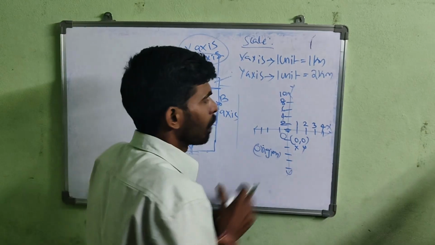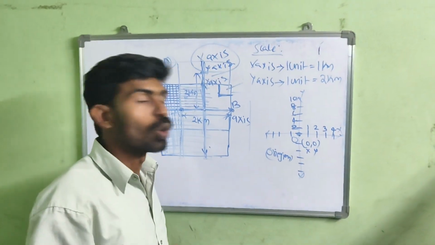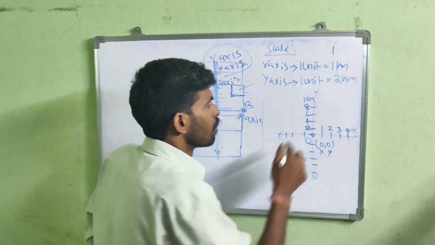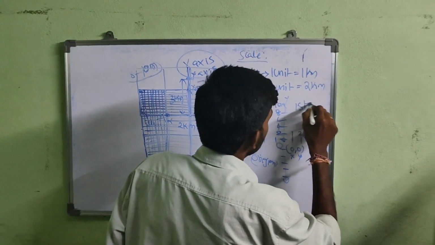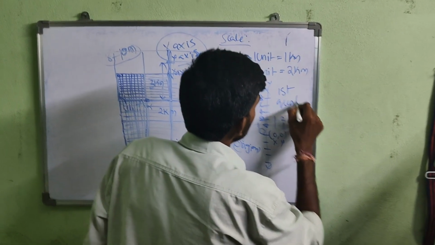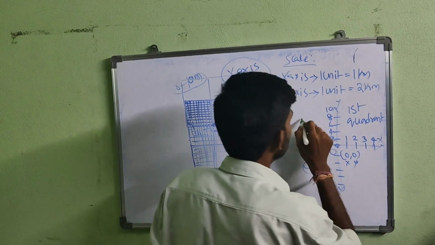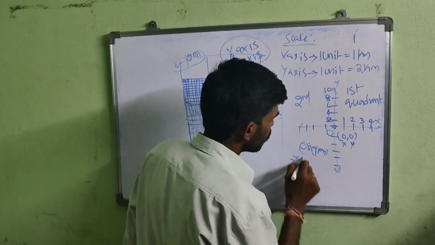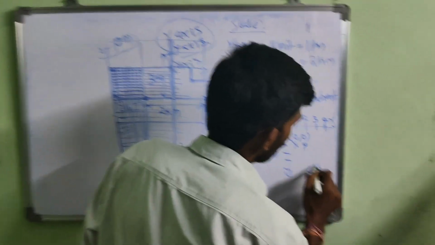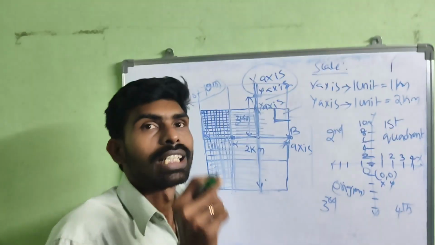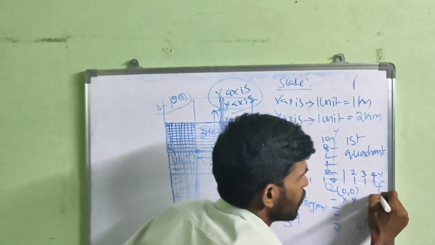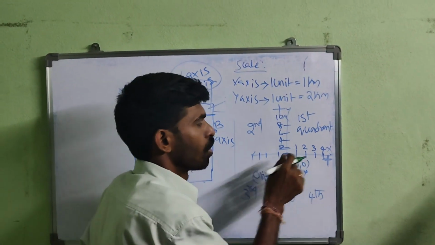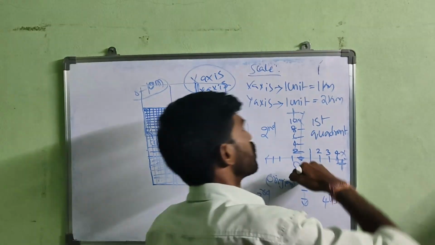In coordinate geometry, the x-axis and y-axis are like this. Now this is the first quadrant we are taking. This is the second quadrant. This is the third quadrant. This is the fourth quadrant. How are the signs? Here plus, here plus. Towards the right side is plus, toward the top is plus.